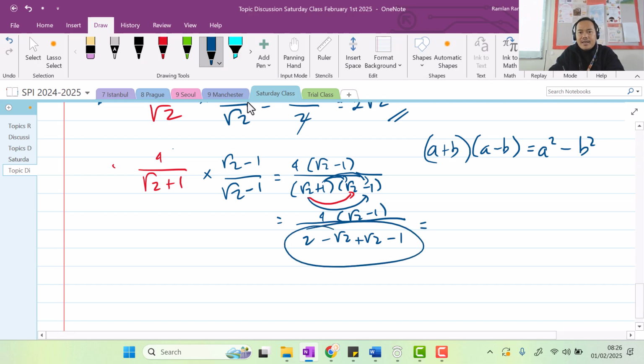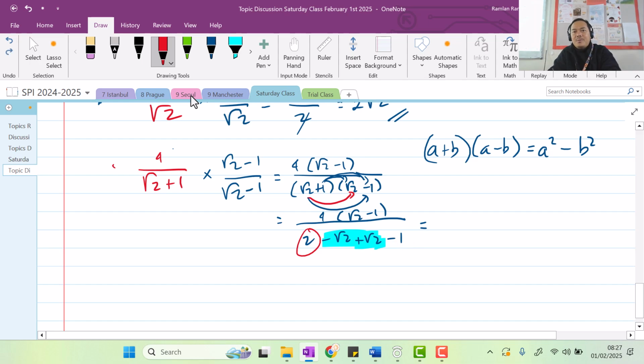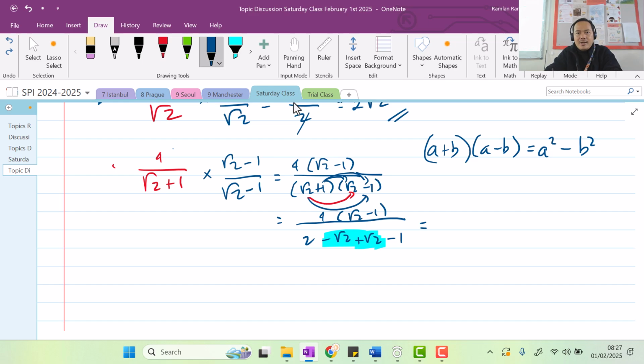And what happened here, guys? What's the final result of this calculation? It's this one, right? Because this guy is gone. Minus square root of 2 plus square root of 2 is just 0. And then you only leave with 2 and minus 1, so that will be equal to 1. Which means the one on the top is just 4 bracket square root of 2 minus 1 over 1. Remember that dividing by 1 means you go back to the same number, so I don't need to write down the 1.